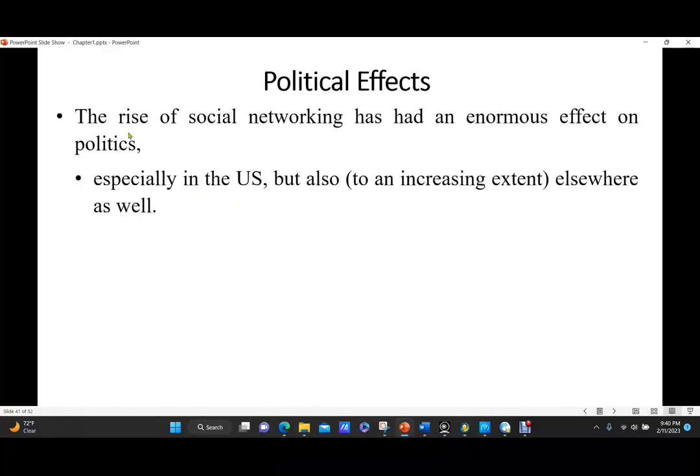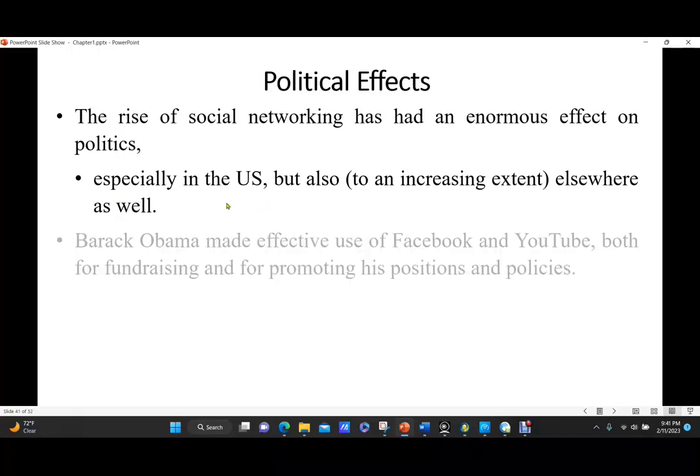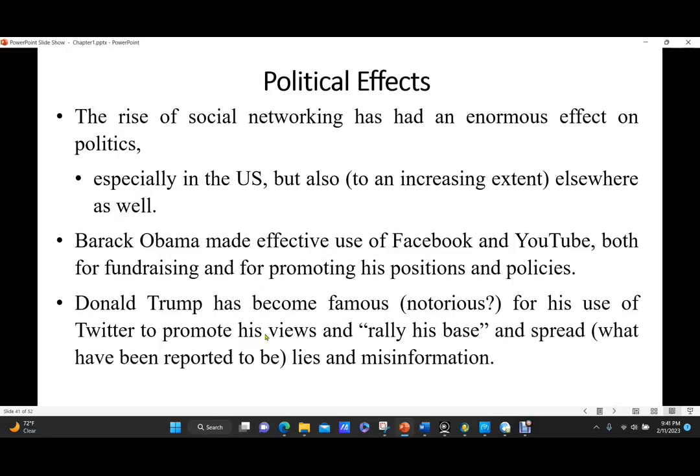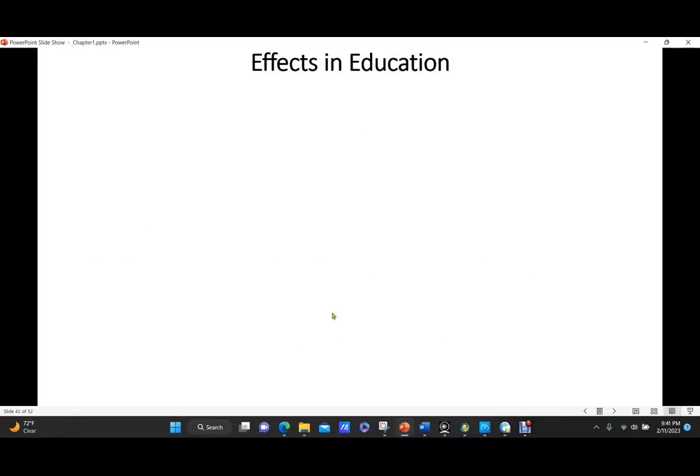The rise of social networking has had an enormous effect in politics. This is especially true in the United States, but it also has had an effect elsewhere. Barack Obama made very effective use of Facebook and YouTube for fundraising and for promoting his positions and policies. Donald Trump has become famous for his use of Twitter to promote his views and rally his base and spread what has been reported to be lies and misinformation.